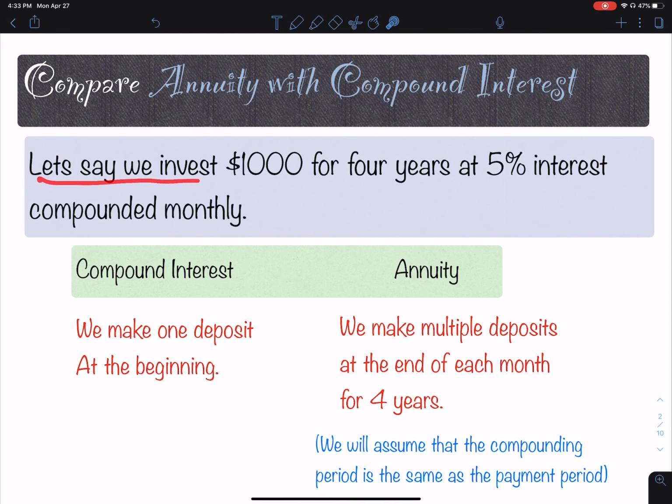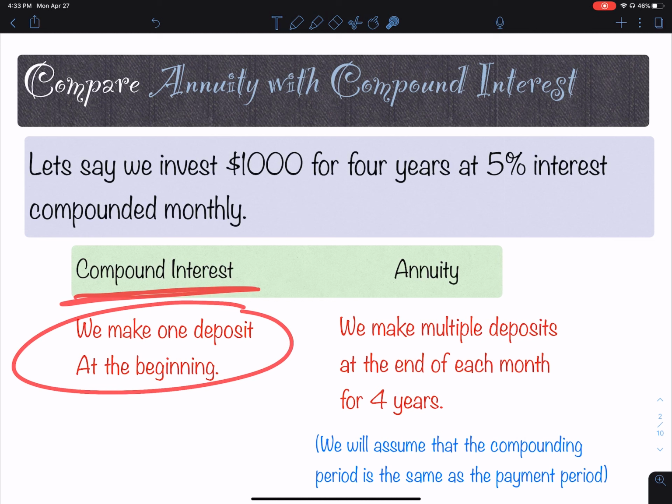Let's say we invest $1,000 for 4 years at 5% interest compounded monthly. What are we doing here? We're only investing $1,000 once, right? It says for 4 years, but that's how long the investment lasts. So we invest $1,000 right now, we gain a bunch of interest compounded monthly at 5%, and we find our future value. With compound interest, you only make one deposit at the beginning.